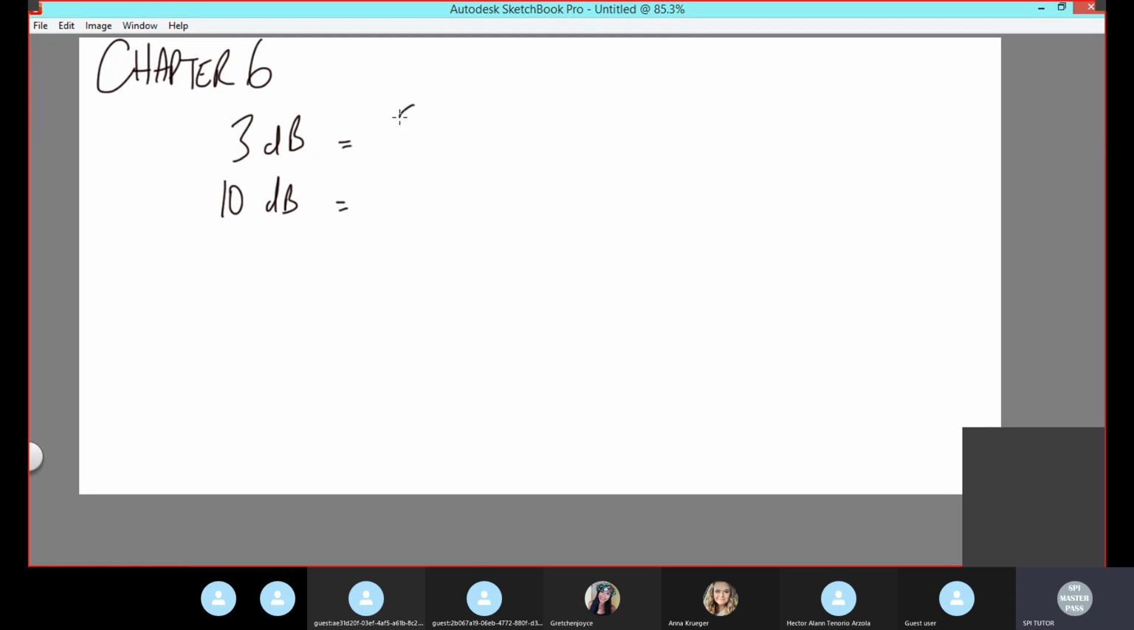So 3 decibels is when something is doubled, and 10 decibels is when something is times 10. So obviously the one that's 10 decibels is very easy to remember because it's times 10. And the one that's 3 decibels is doubled, so that's always a little tricky one to remember. But it's just something that you just have to remember just in case they ask you.